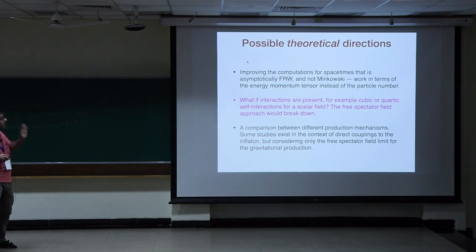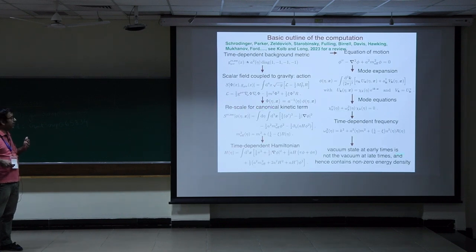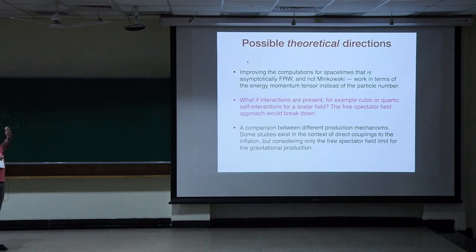Now, with this second scenario in mind, there are some possible theoretical directions that one might discuss. For the first scenario, there were some possible observational directions. The first theoretical direction is improving the computations for spacetimes that are asymptotically FRW and not Minkowski. Most of these computations are easily done if the asymptotic spacetime is Minkowski, where you can define particle number properly. But we are living in a spacetime which is asymptotically FRW and not Minkowski. There are some approximation schemes that are usually used, but one might be able to improve these computations.